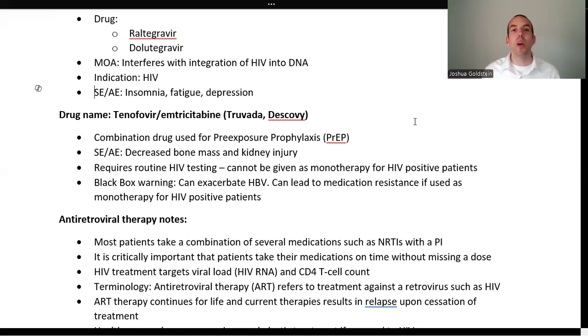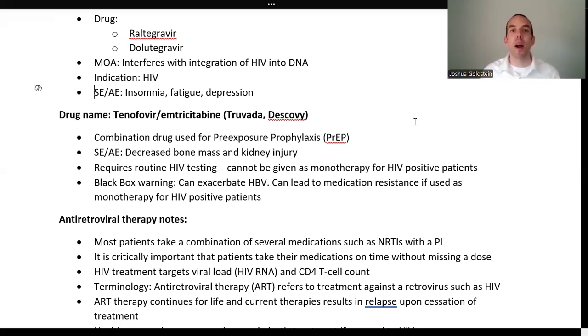What do we use this for? We use it for the pre-exposure prevention of HIV. So patients who are at risk of developing HIV for whatever reason take this on a daily basis, and it dramatically reduces their risk of ever contracting HIV. Keep in mind, this doesn't protect you from any other STI.